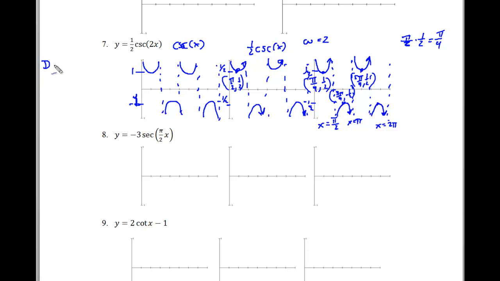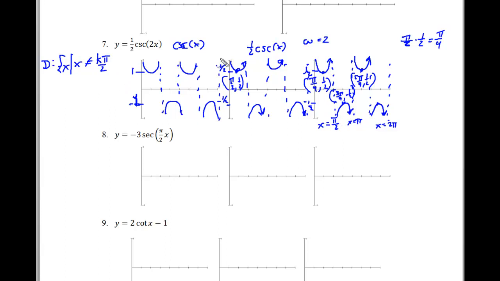So let's do our domain. Our domain is going to be the set of x, and just like the problem above it, since we need an asymptote line at pi over 2, and then an asymptote line at pi, and then 3 pi over 2, it looks like we're going to have where x is not equal to k pi over 2, where k is an integer.